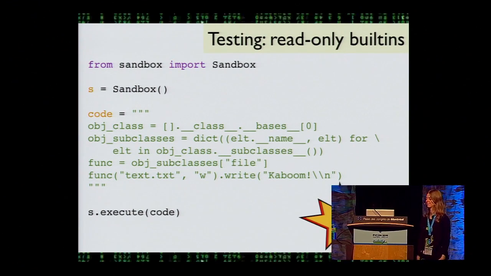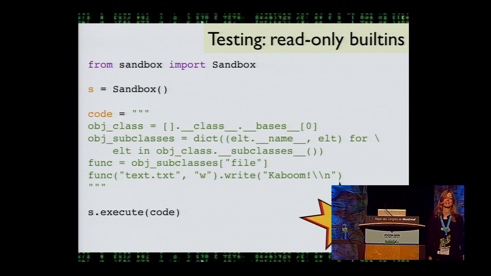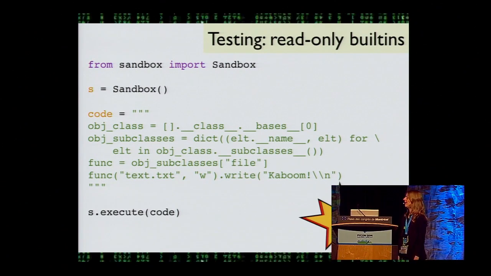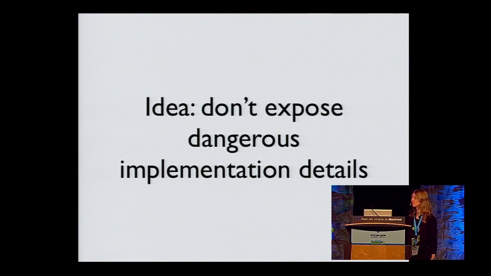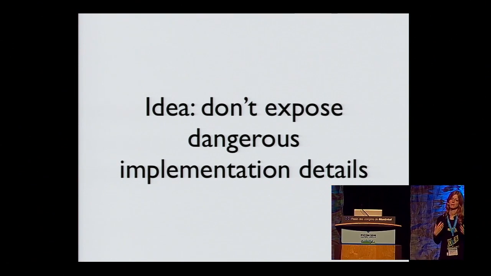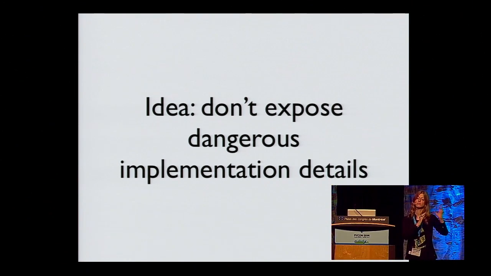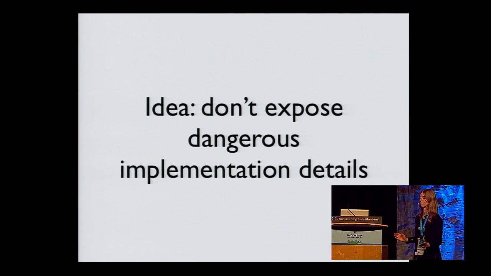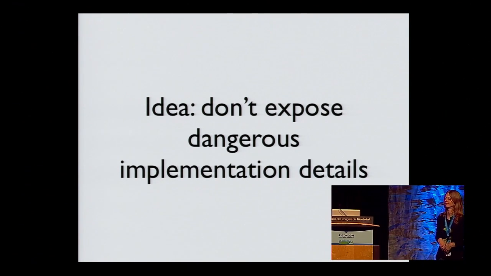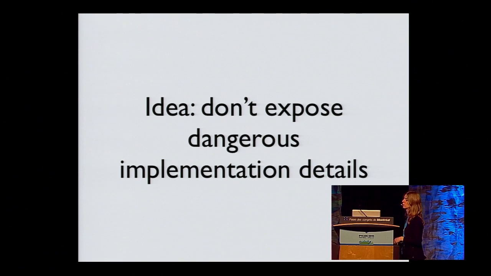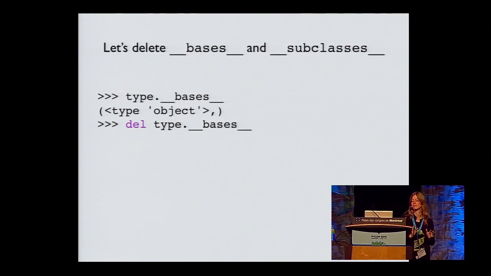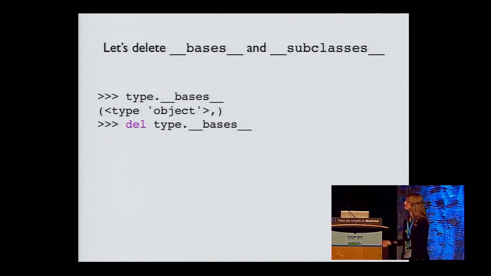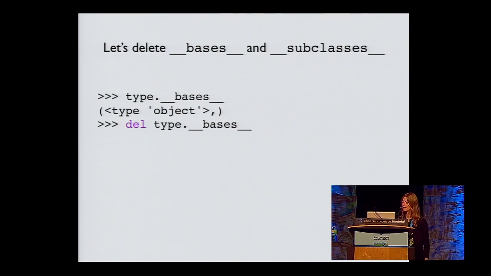OK. Well, how do we stop that from happening? And maybe the thought here is that we really shouldn't be exposing these implementation details. Maybe it's useful in some cases, but for the vast majority of programming use cases, we could just hide these from the user. So let's see if we can just get rid of these. Can we delete bases and subclasses? OK, so we're going to del type.bases.